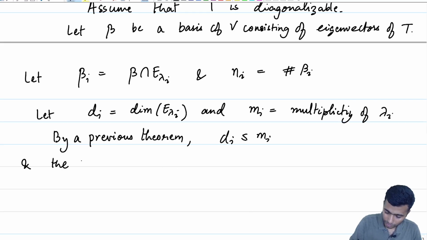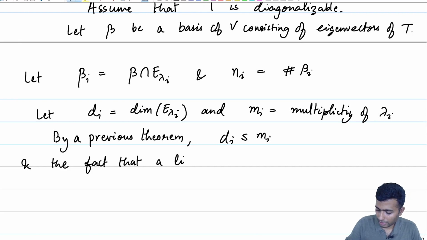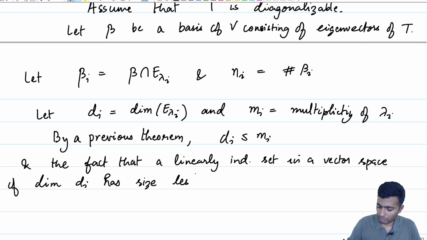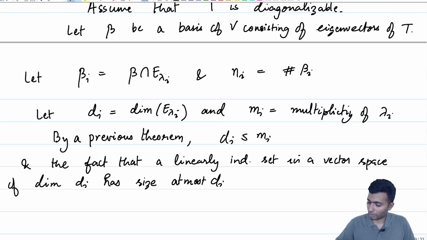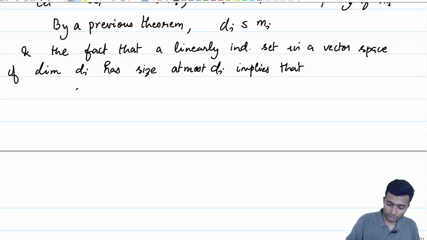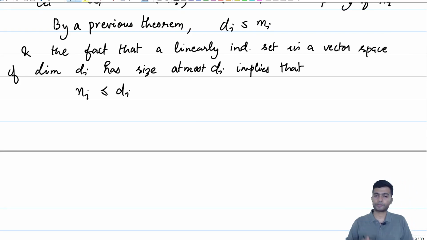and the fact that a linearly independent set in a vector space of dimension di has size at most di, this implies that Ni is less than or equal to di.